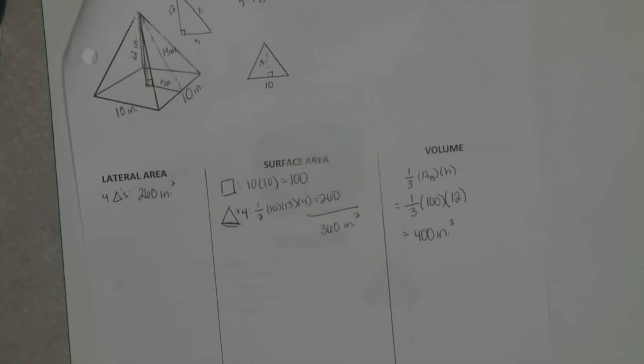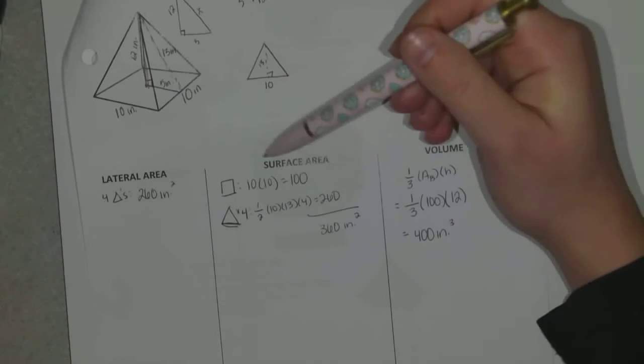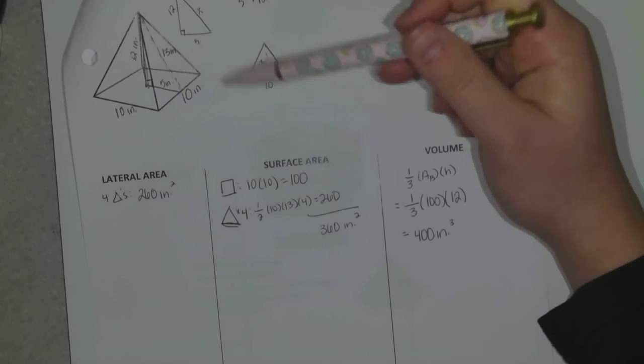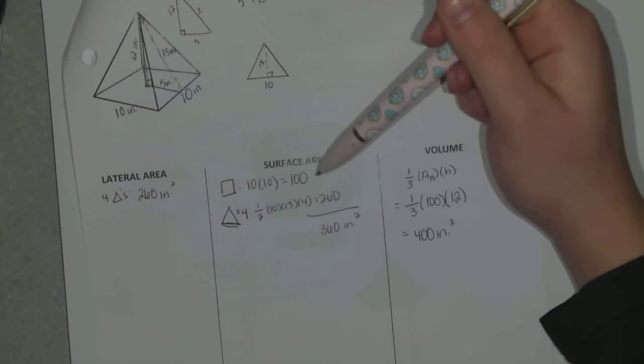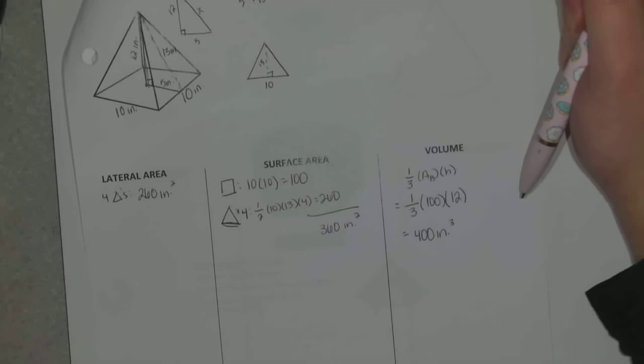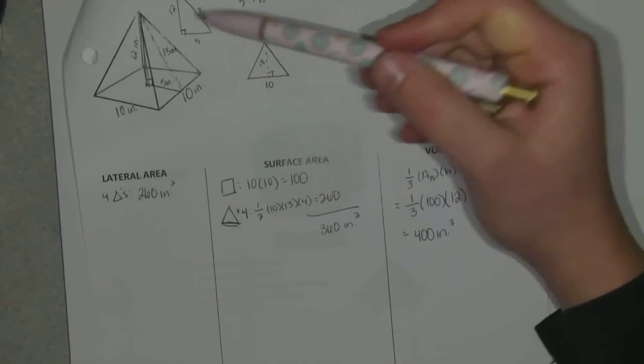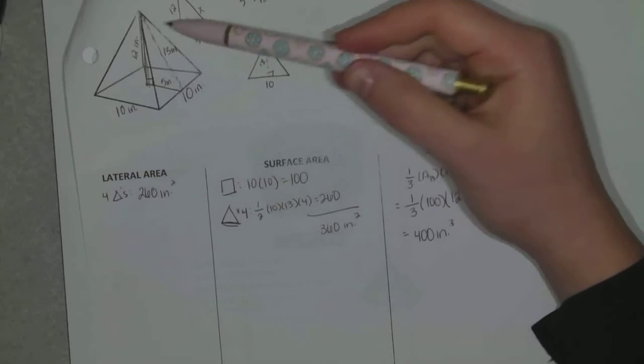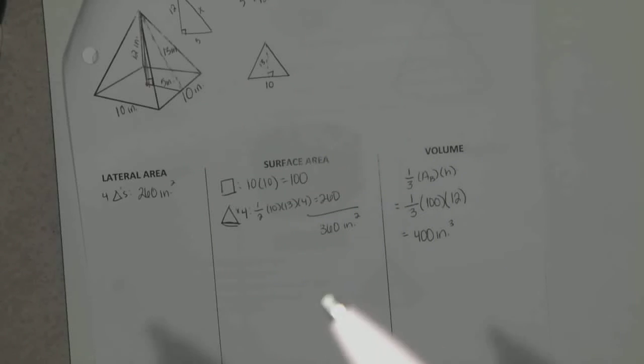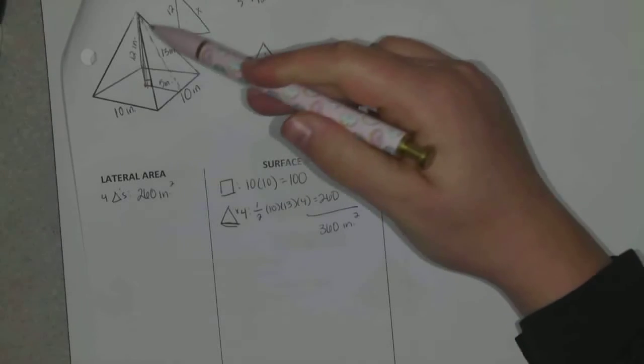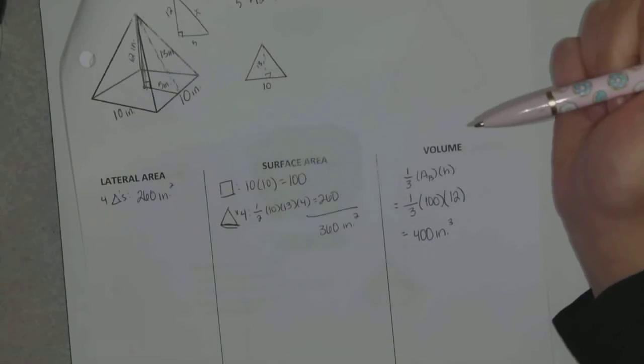Okay. So pyramids aren't too bad, right? Because you can just figure out what shapes make up the surface area, find their area, and then this is the formula for the volume. So just be careful distinguishing between the height of the sides and the height of the prism.